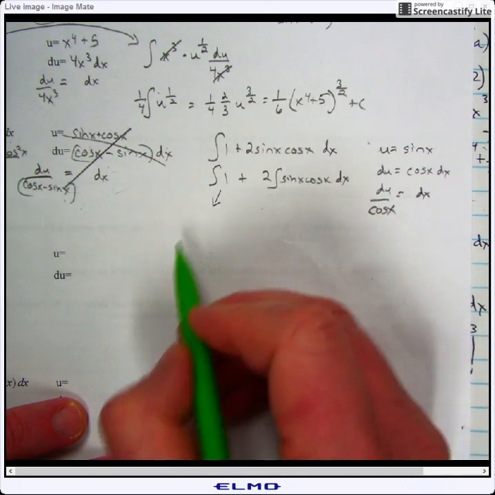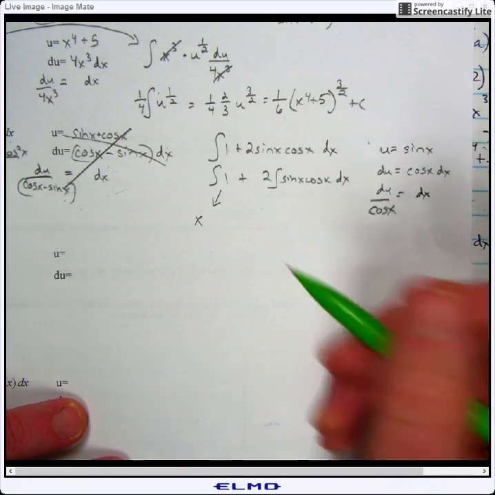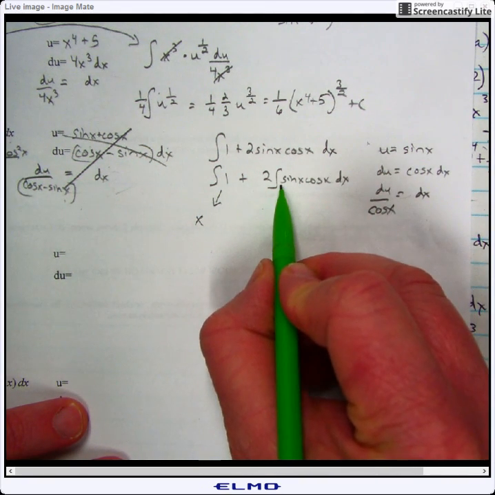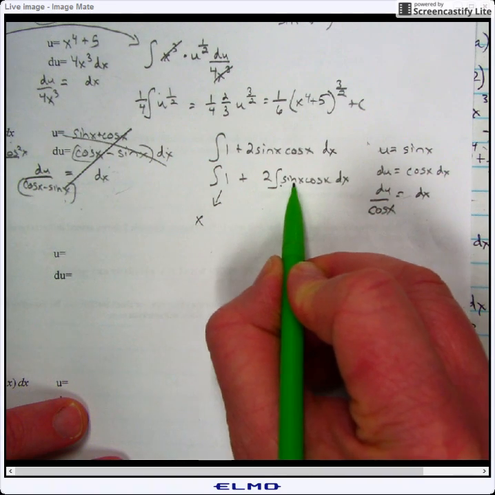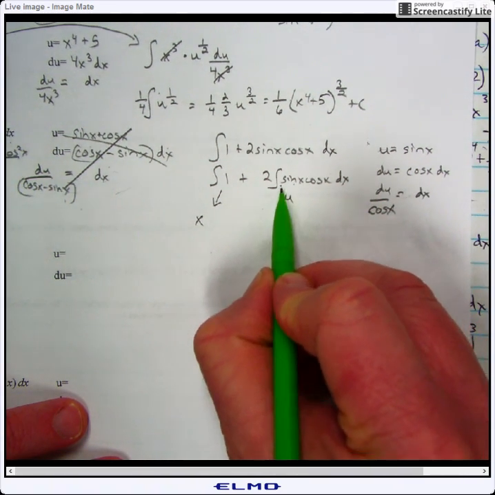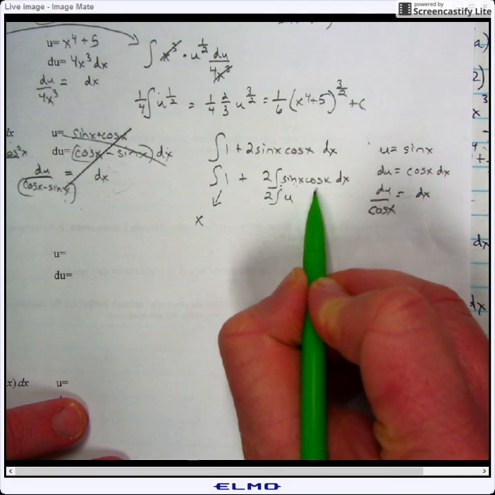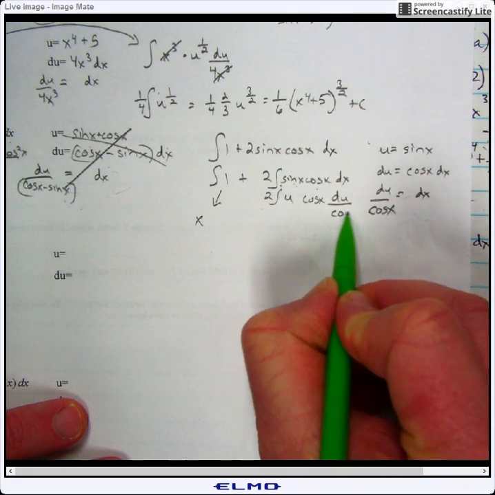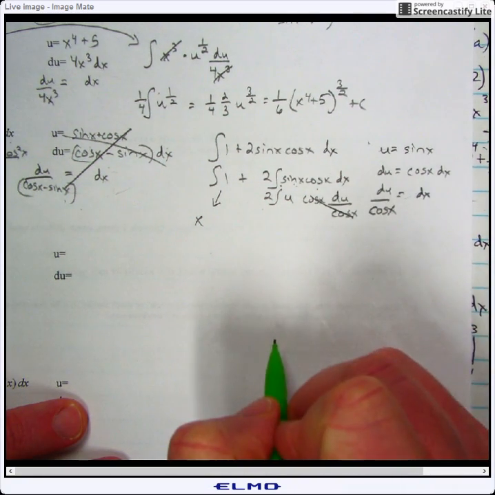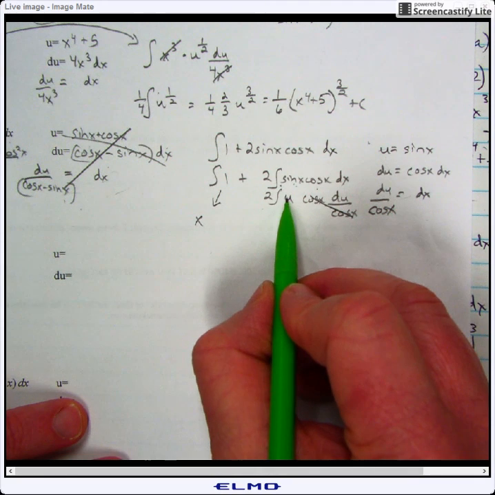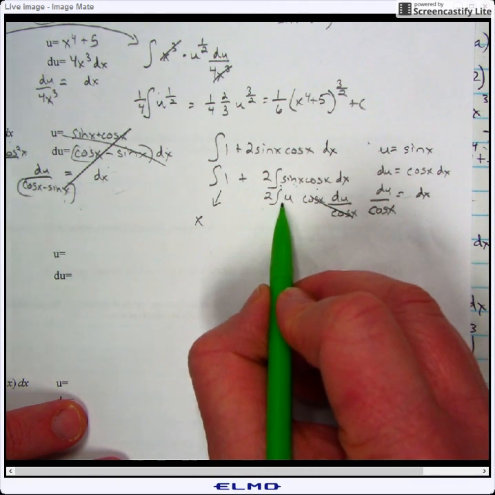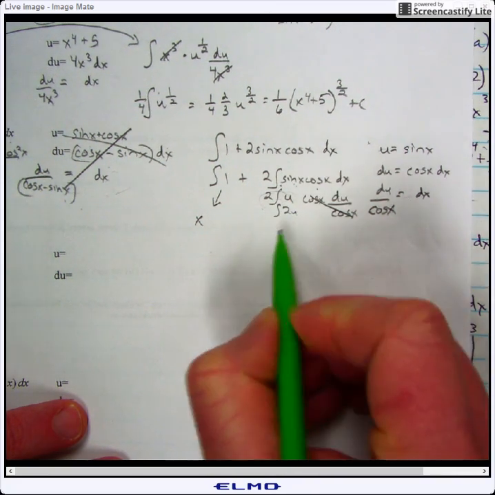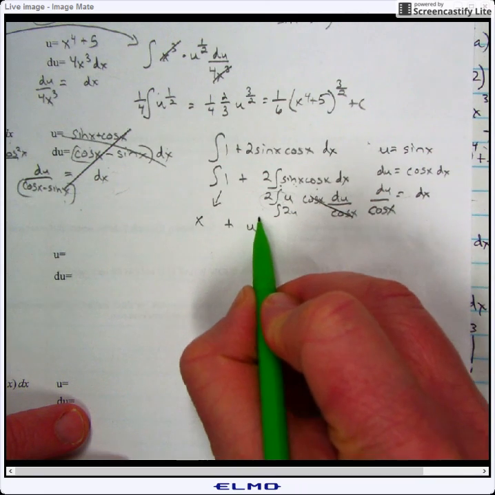Now I go back to substitute. Well, I know the integral of this is x. The integral here, now before I do this, I need to substitute. So I'm taking out sine and putting in u. So I have 2 times the integral of u cosine x times du over cosine x. So basically I end up with the integral of u, which is u squared over 2. That's going to cancel out. If this 2 came back in here, it's really the integral of 2u. Well, that's an easy integral. That's u squared.